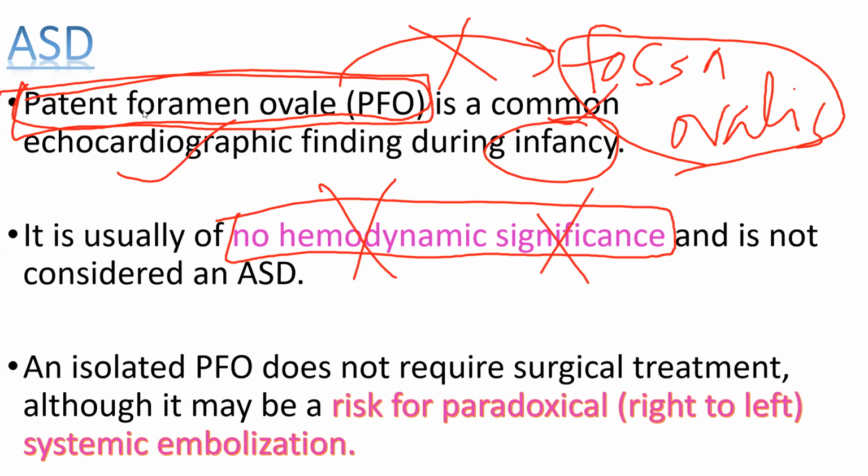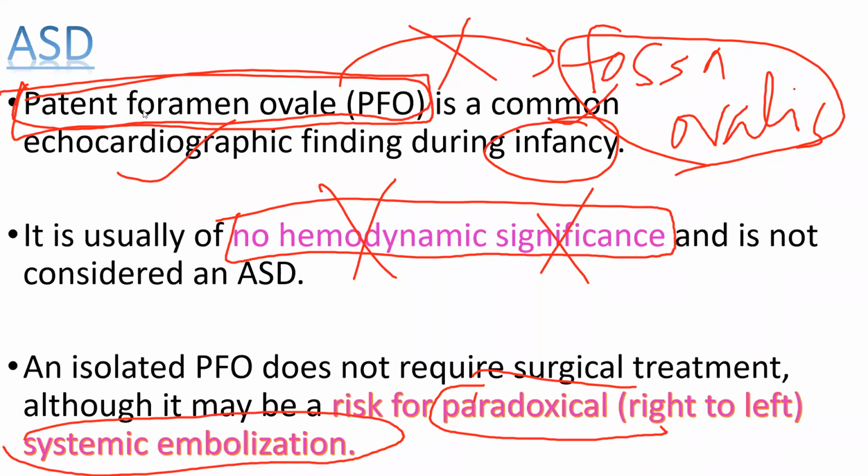But at the same time, I must tell you that children who have a patent foramen ovale may always go through paradoxical systemic embolization, right? They are always vulnerable to getting paradoxical embolization. So now let me explain what paradoxical embolization is.